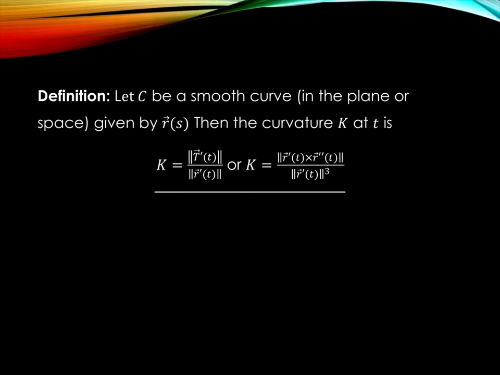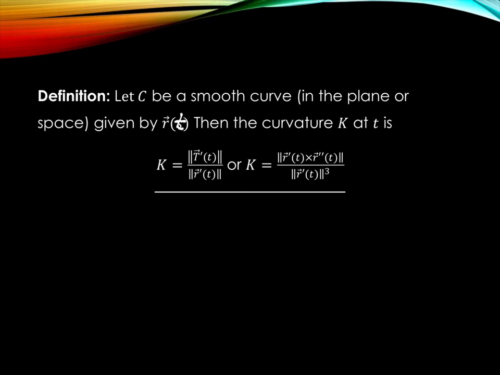It's given by the position equation r of S. That should say r of T. I don't know why it says S. Let's be consistent. Let's just change it to a T. Everything else I have later is a T. r of T. Then the curvature K at T is the magnitude of the derivative of the unit tangent vector divided by the magnitude of the derivative of the position vector.